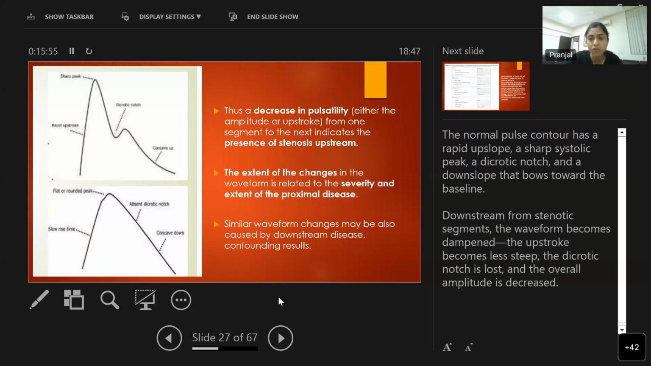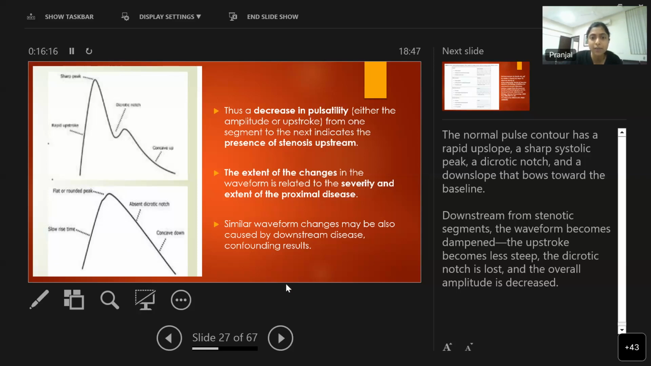When you have a stenotic lesion, the waveform below the stenotic lesion is as shown in the second figure. It has a slow rise time. It has a flattened peak. There is no dicrotic notch, and it is concave down instead of being concave up.